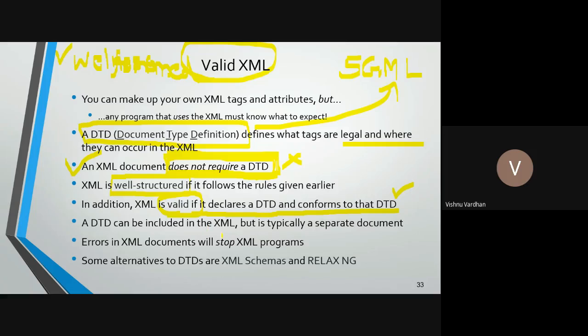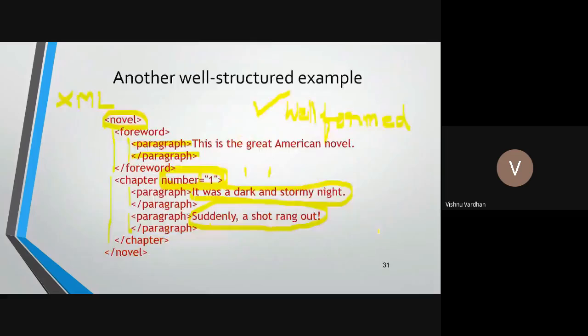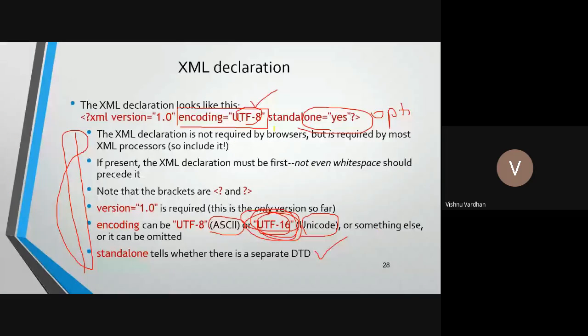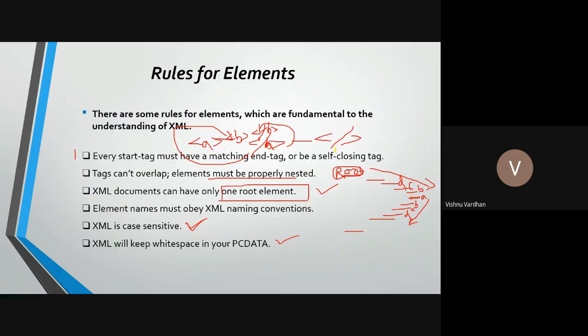A DTD can be included in the XML, but is typically a separate document. Have you seen this declaration? Where is that? Yes, this one: standalone is equal to yes. What it is referring to is whether any external DTD is available or not, which we are conveying to the parser. Standalone equal to yes means there is a DTD lying outside of the XML document. If standalone is equal to no, that means there can be a DTD, but it is an internal DTD. In that way, the context is getting changed.